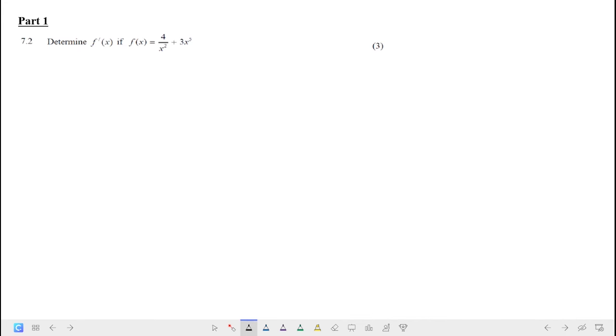Now in the second question, 7.2 says determine f prime x if f of x is equal to 4 over x squared plus 3x to the power 5. Let's first write f of x. Now f of x is 4 over x squared plus 3x to the power 5. Alright, what's the first thing you need to do before you find f prime x? The first thing is to make sure that our terms are differentiable, right? We need to change these into differentiable terms.